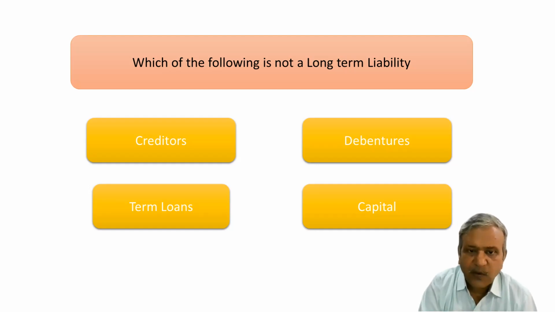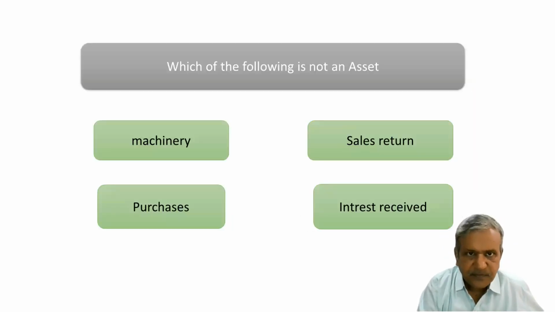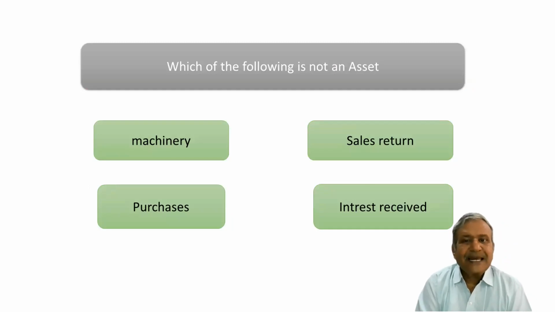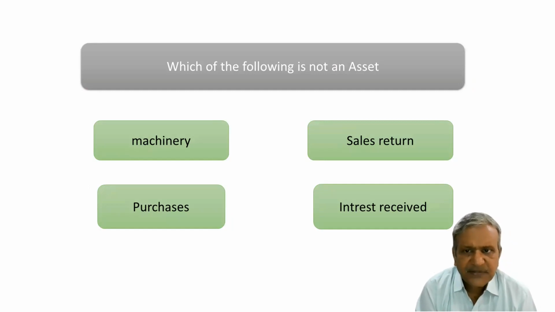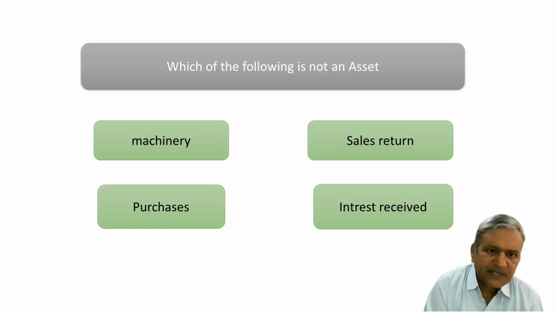Again and again I request all of you to please answer, whether it is wrong or correct. I am there to explain to you. That's the reason I want all of you to participate. Next, which of the following is not an asset? Machinery, sales return, interest received, and purchases.